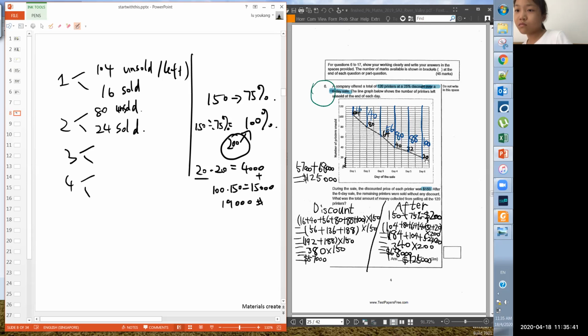much because you know that after day 6, you only have 20 left, right? You only have 20 left. So I mean, you sold what? You sold 100 throughout. So you just take 100 times this, then that's the price collected for the 100. And then you have 20 left, right? And then this 20 will be sold at 200. Okay, so you just add these two up. Then you get $19,000. Okay, let's move on. So you can actually use this simple method to solve this question.